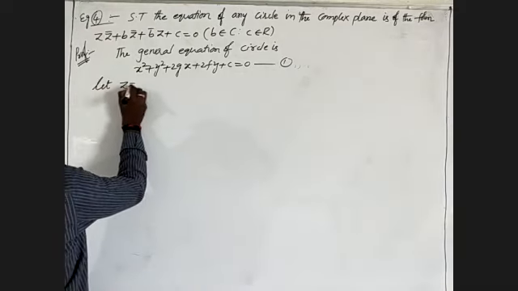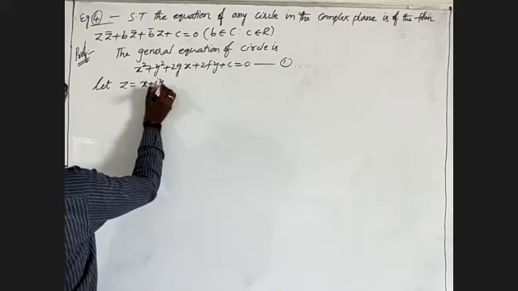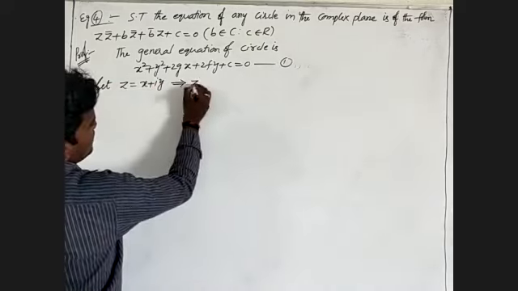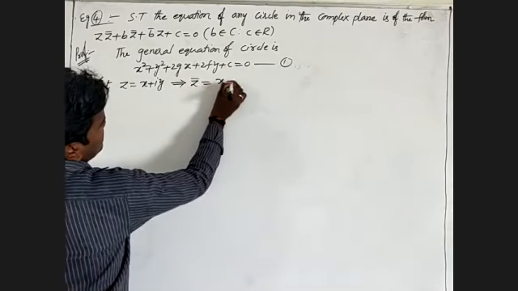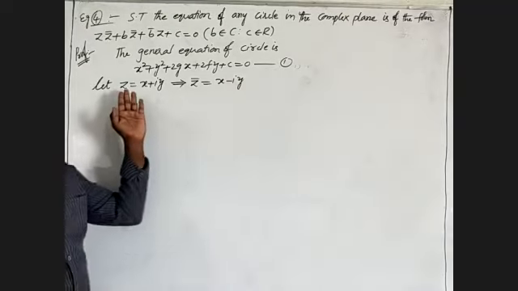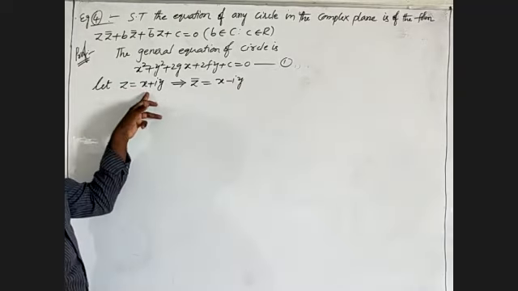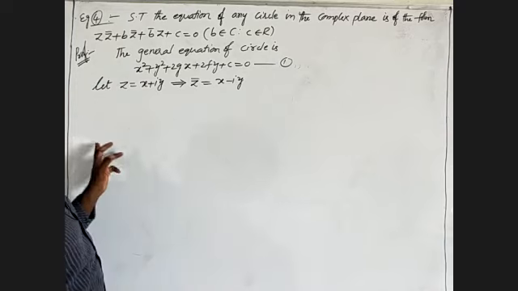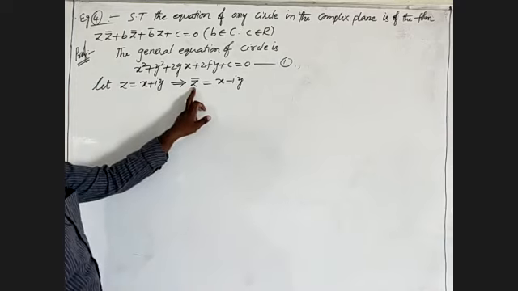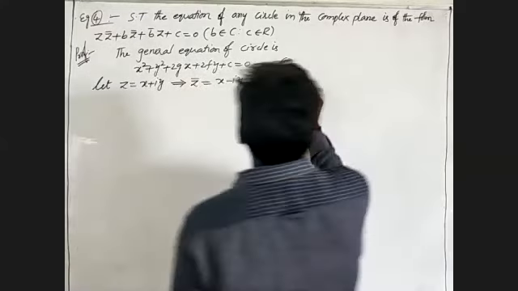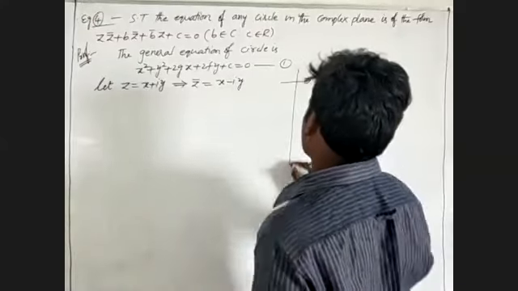I will take a complex number, that means z equals x plus iy, and the conjugate of the complex number, z bar, is x minus iy. Let a complex number z equal x plus iy. Then the conjugate z bar is x minus iy. This is for rough work.